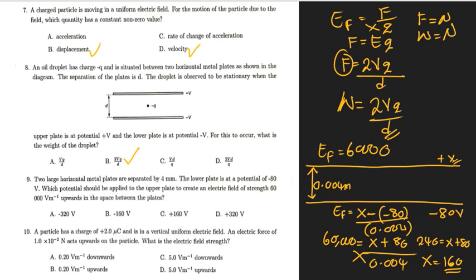Okay, 160 plus. This should be positive, because the one on top is the positive, so it should also be positive. It should be a positive answer, right? If we were calculating the one on the lower plate, of course it could have been negative. We go to question 10.